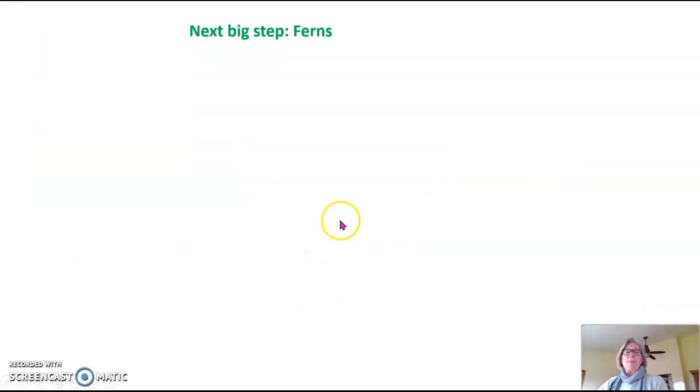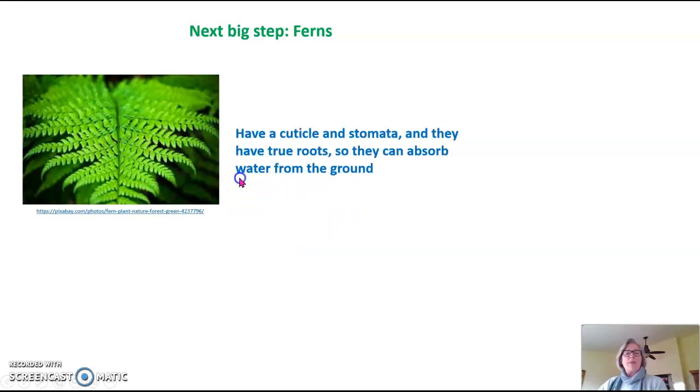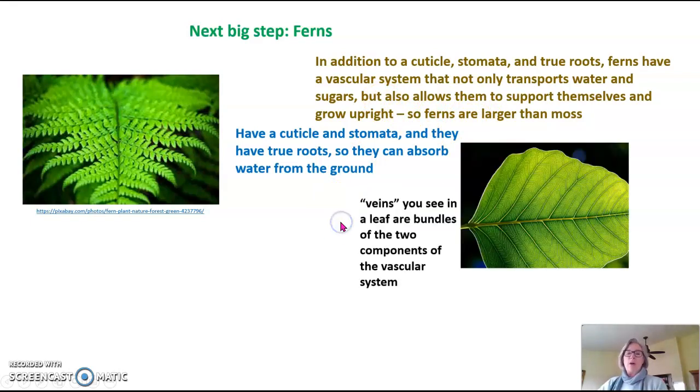The next big step in plant evolution are the ferns. You can see a picture here of a fern leaf. Ferns have a cuticle and stomata, and they have true roots, so they can absorb water from the ground. In addition to the cuticle, stomata, and true roots, ferns have a vascular system that not only transports water and sugars, but it also allows them to support themselves and grow upright. So ferns are larger than moss.